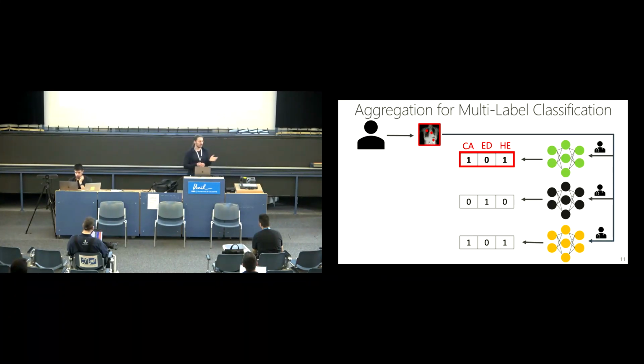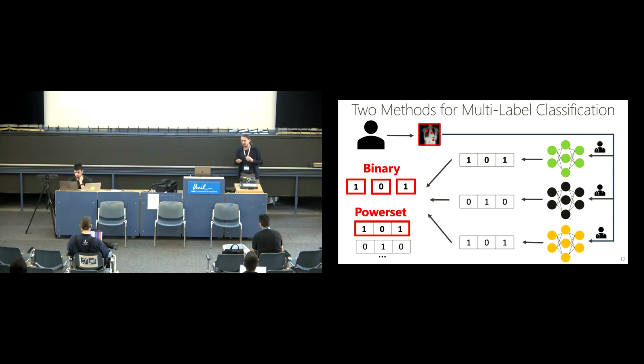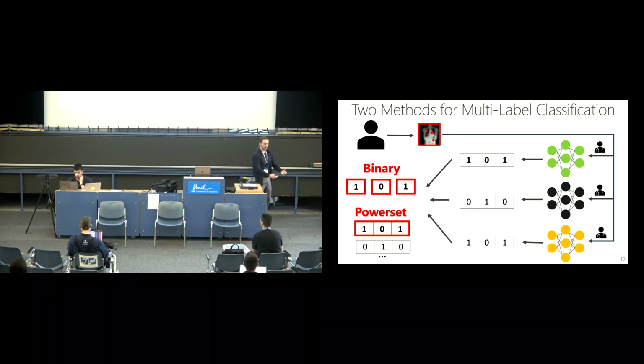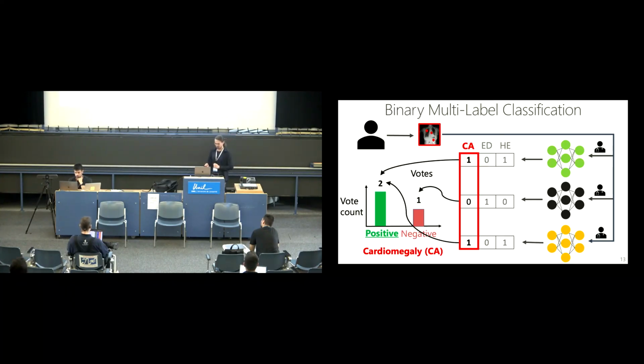What's happening is that each of these answering parties returns a binary vector, which is basically their votes for this given image. Here, for example, we have positive votes, which are ones, and negative votes being 0. There are two methods by which we can provide this private multi-label classification for this scenario. The first method is called binary method, in which we consider each label separately. The second method is called power set, in which we take into account the whole binary vector as a single class. I will delve deeper into these two methods.